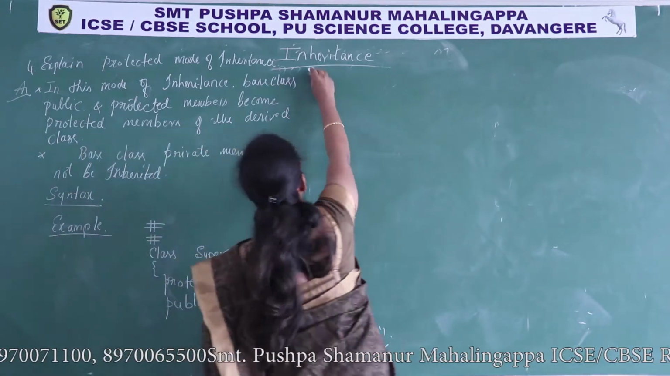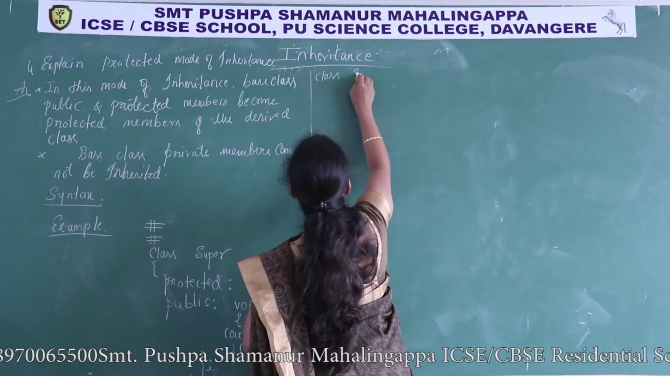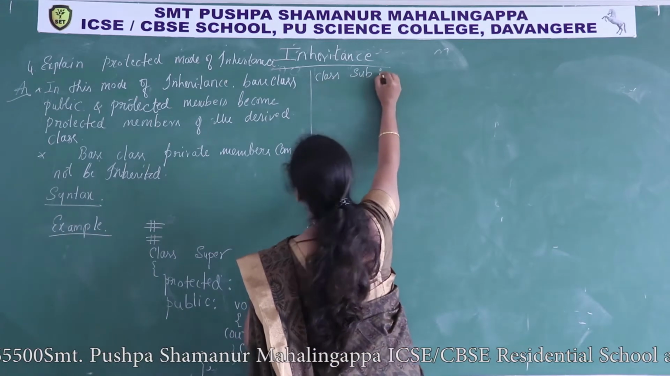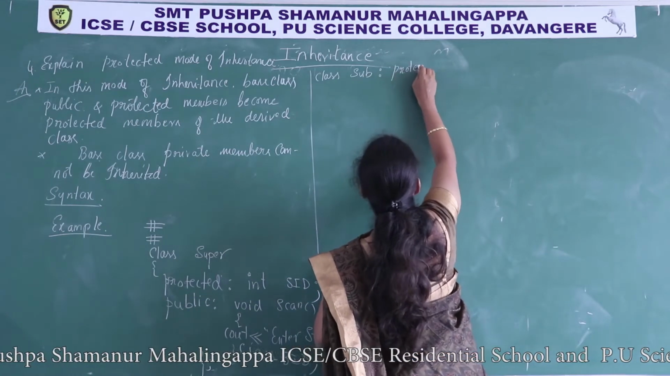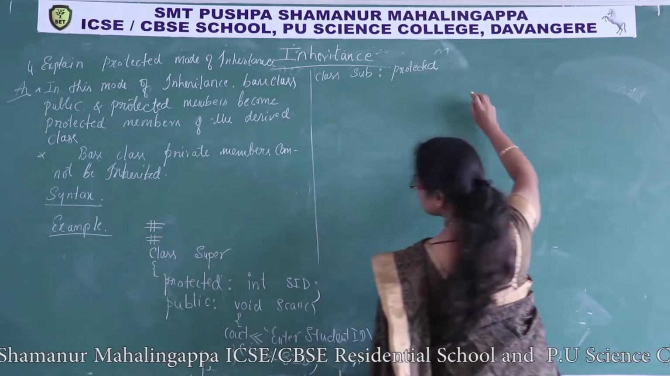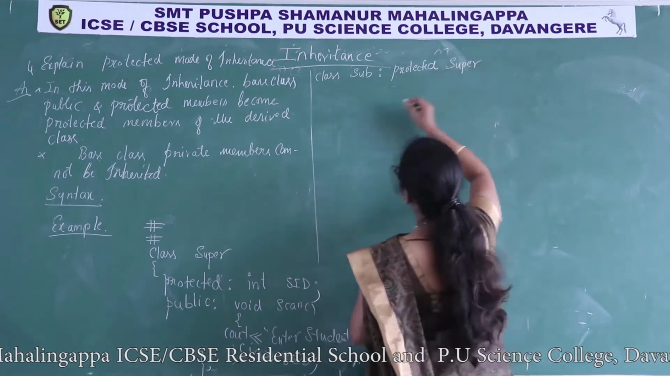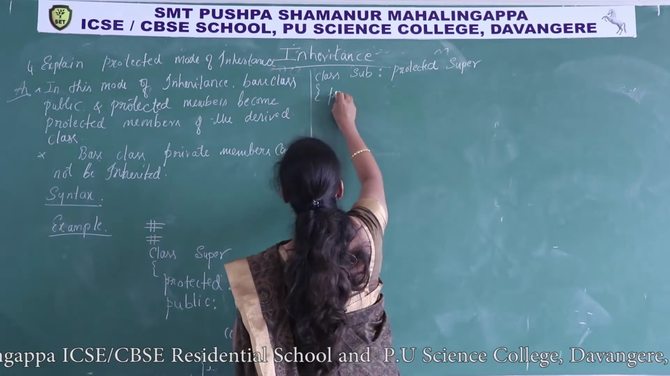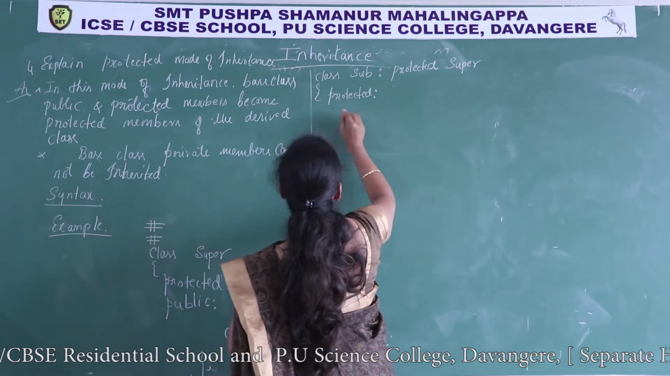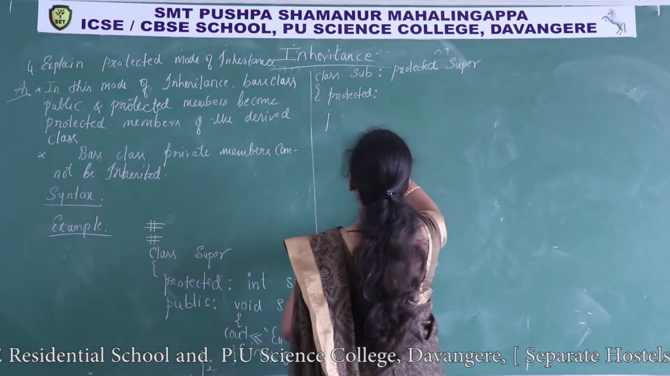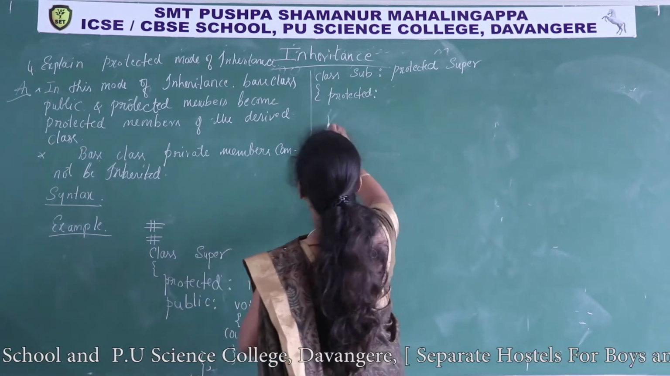Now the derived class. Sub, I'll take as the name of the class, colon. So mode of inheritance is protected. And what is the base class name here? Super is the base class. Open curly bracket. Protected. So in the protected section, I won't take anything here. Public.